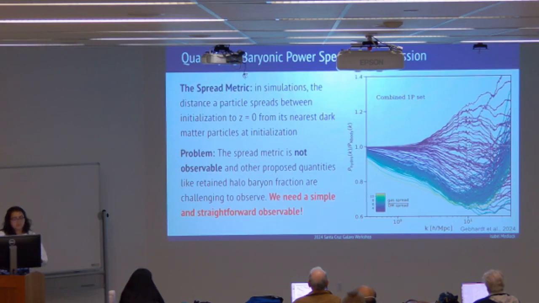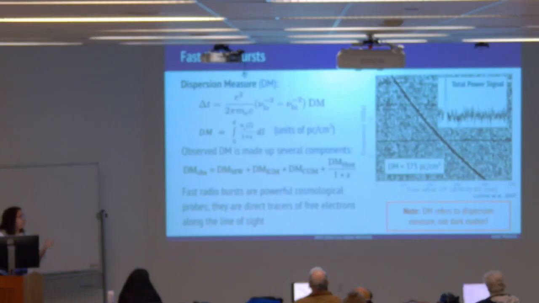The problem is that this quantity and other similar quantities, like the halo baryon fraction, that have been proposed, are either impossible to actually observe or very challenging to observe. So this necessitates a simple, straightforward, and clean observable. And that brings us to FRBs.